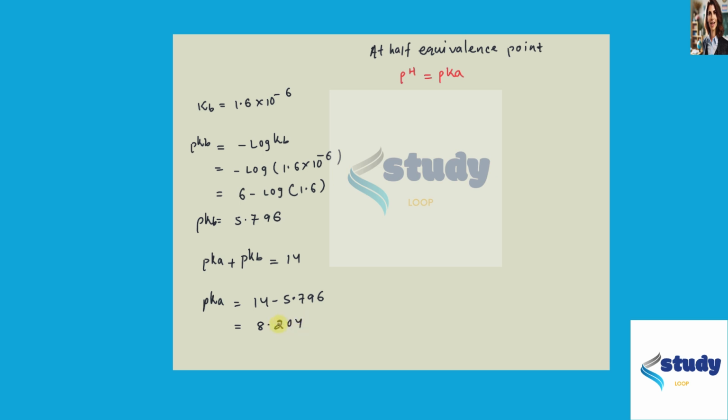and here we will get it is equal to 8.204, and as written above, at a half equivalence point the pH of the solution is equal to the pKa value. So here the pH will be equal to the pKa, that is equal to 8.204. So this is the final answer for this question.